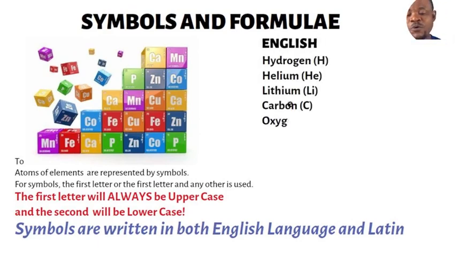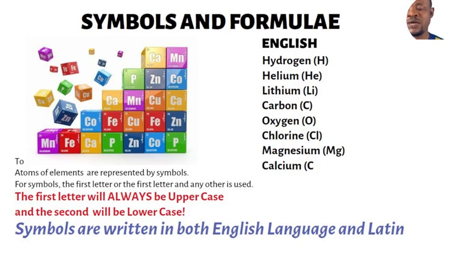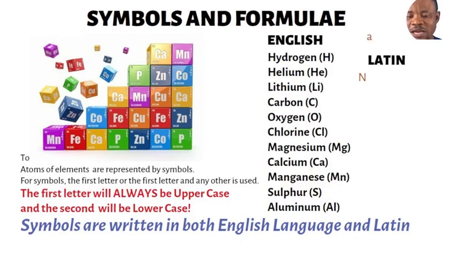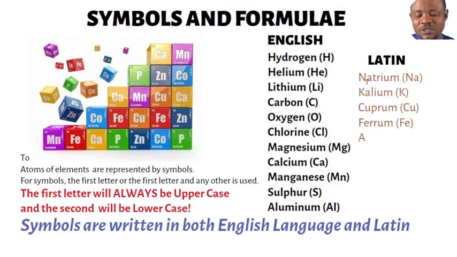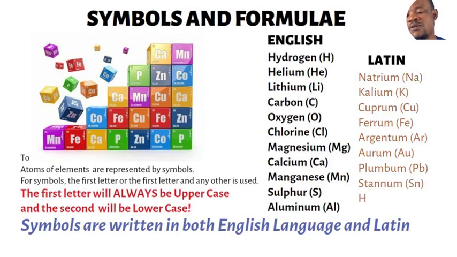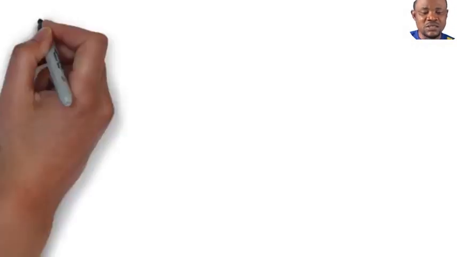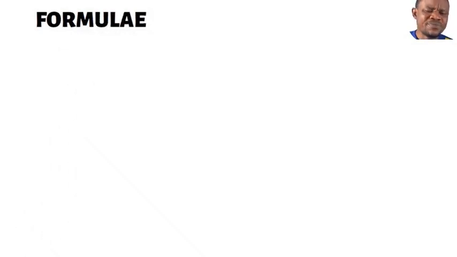Now symbols are written both in English and in what now? In Latin. All these ones you are seeing here, their symbols are written in English. And like I told you, if you have more than one letter, the first one will be uppercase and the other will be lowercase. Aluminium, Al, first one capital letter, the other one small letter. For Latin, those are examples for Latin. Sodium, the Latin name is used, potassium, the Latin name is used, copper, the Latin name is used, and that's in that order, alright? Here I have the periodic table, which contains all the different elements in their arrangement, okay?